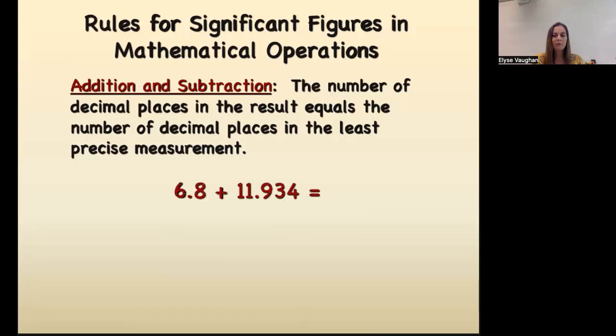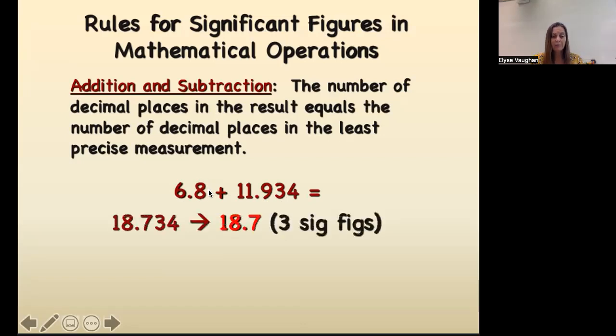So if we look at 6.8 plus 11.934, this 8 is significant, and this 9 and this 3 and this 4 are all significant. But we don't really know what's over here to the right of the 8. And so when we add this up and we get 18.734, we don't really know that this is a 3-4, because there could have been something else over here to the right of the 8. It could be a 2, it could be a 4. And if it was a 4, then that changes this number. So we don't really know that this is 3-4, and so we have to round it to 18.7.